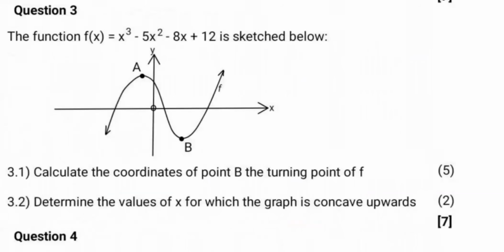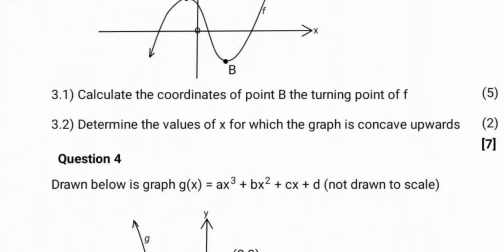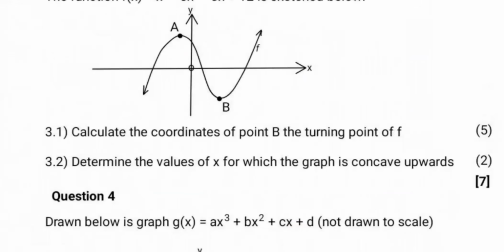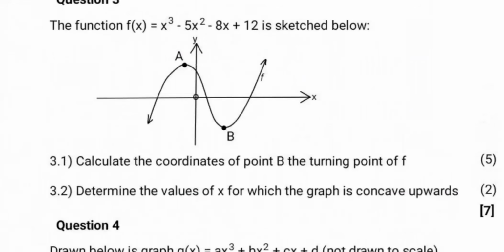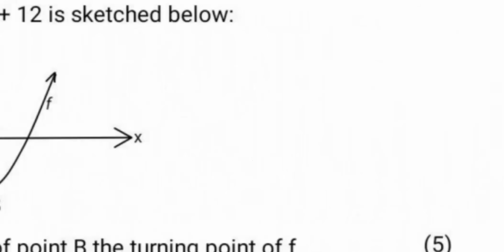coming back to question 3.1 and 3.2. Calculate the coordinates of the turning point of f. So to find the turning point to this function, you need to first take the derivative and make it equal to 0.